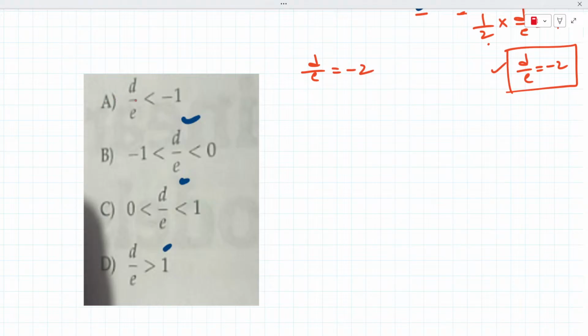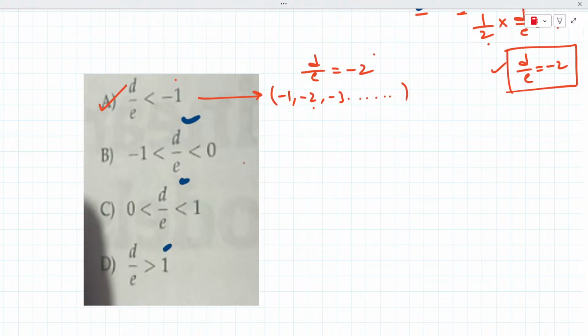In option A, they are saying D by E is less than -1. What values come in less than -1? If you go negative, the values are -1, -2, -3, and so on. -2 is even lesser than -1. And yes, the D by E value is lying in this, so option A.